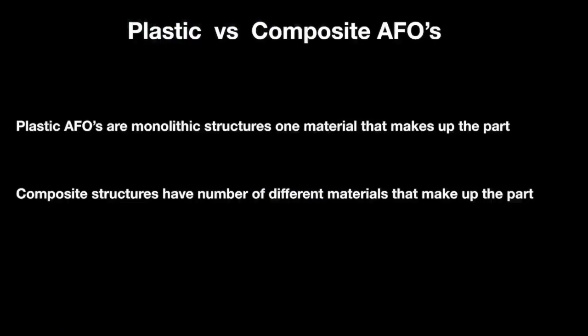Today's subject has to do with plastic AFOs and composite AFOs and the main differences between the two. Plastic AFOs are monolithic structures. They're made up of one material, as opposed to composite AFOs, which are made up of a number of different types of materials.